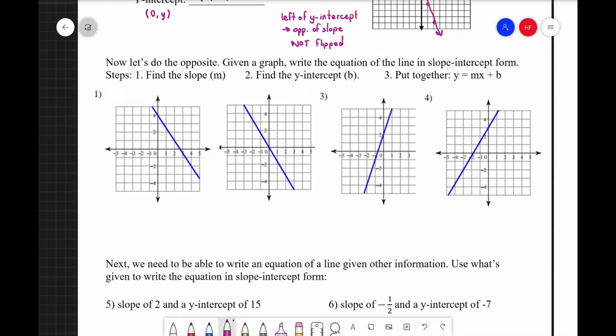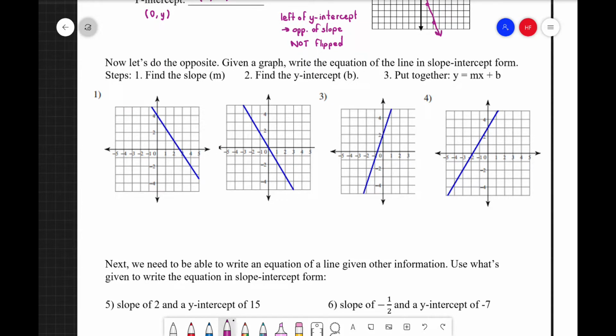So it says, now let's do the opposite. Given a graph, write the equation of the line in slope-intercept form. We've got steps here. The first one is find the slope. The second one is find the y-intercept. And then we're going to put them together, y equals mx plus b. I typically will find the y-intercept first, so on mine, you're going to see that that's my first step.